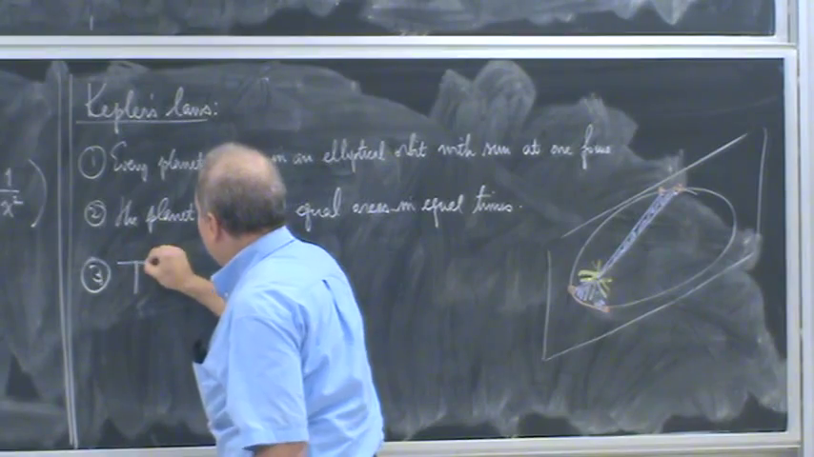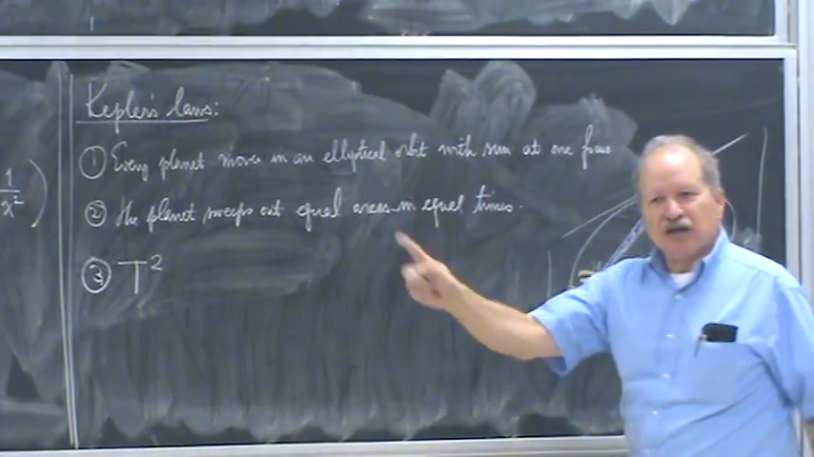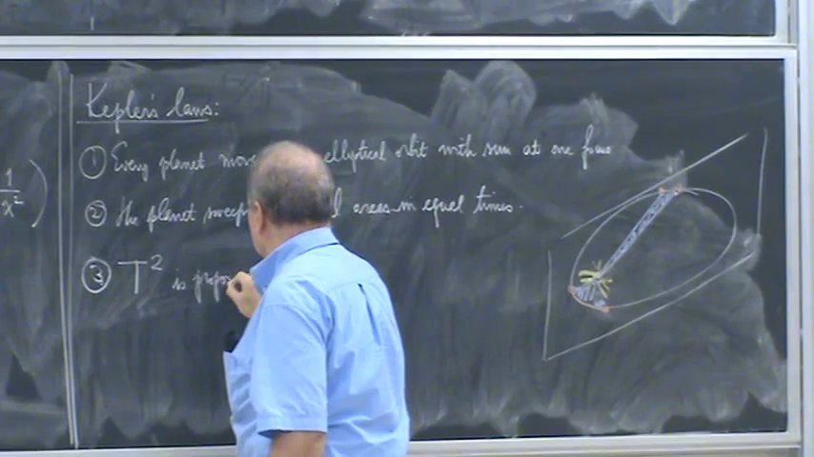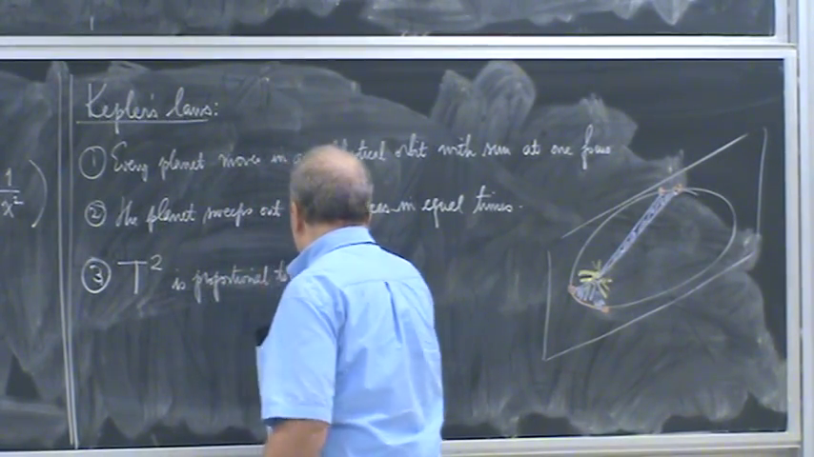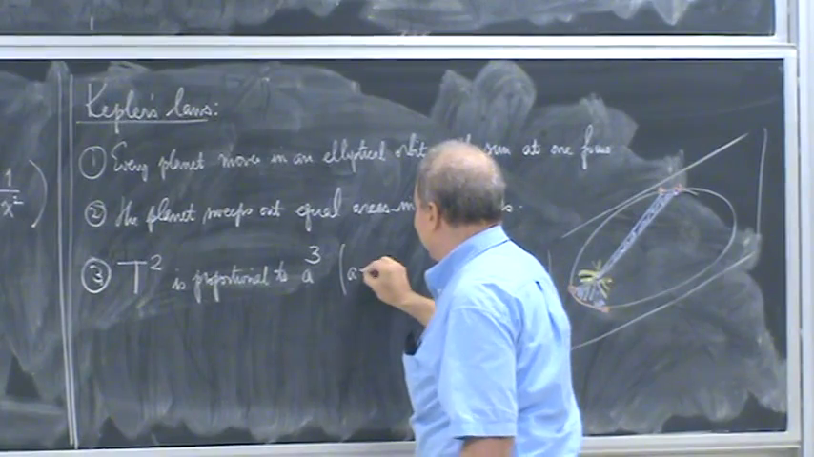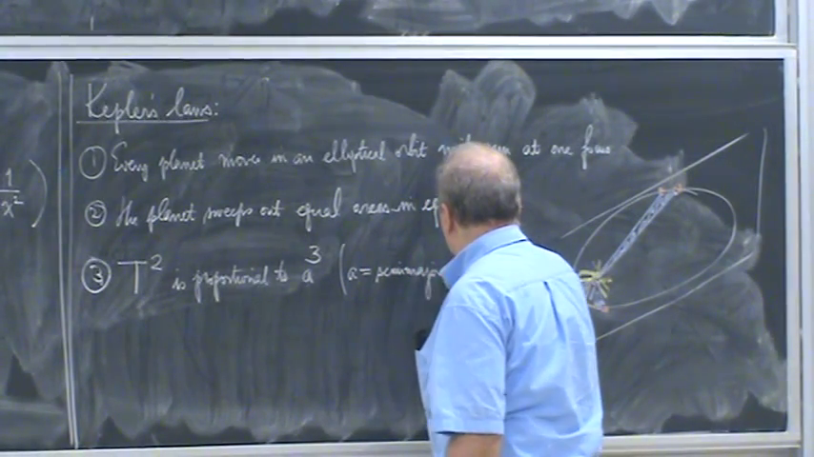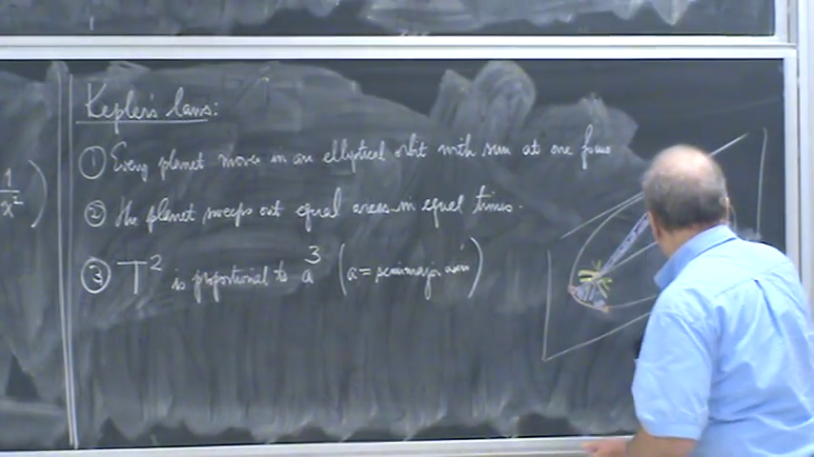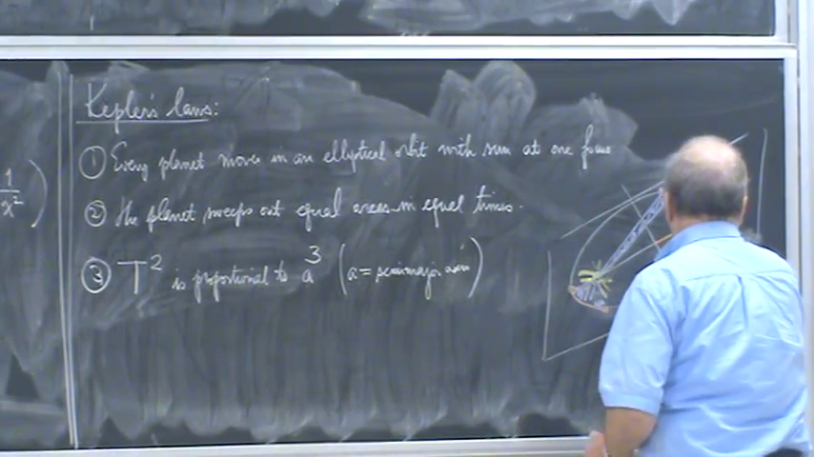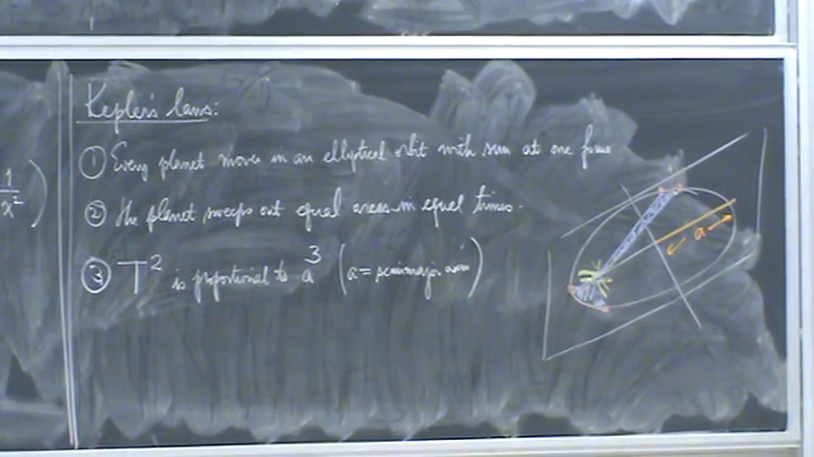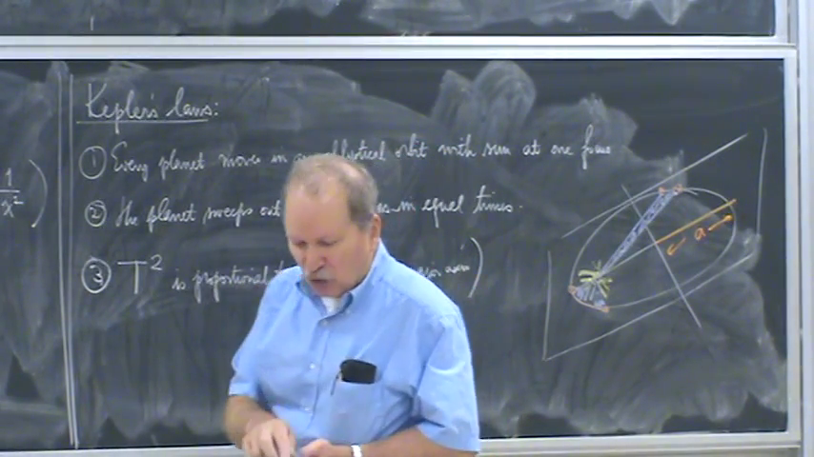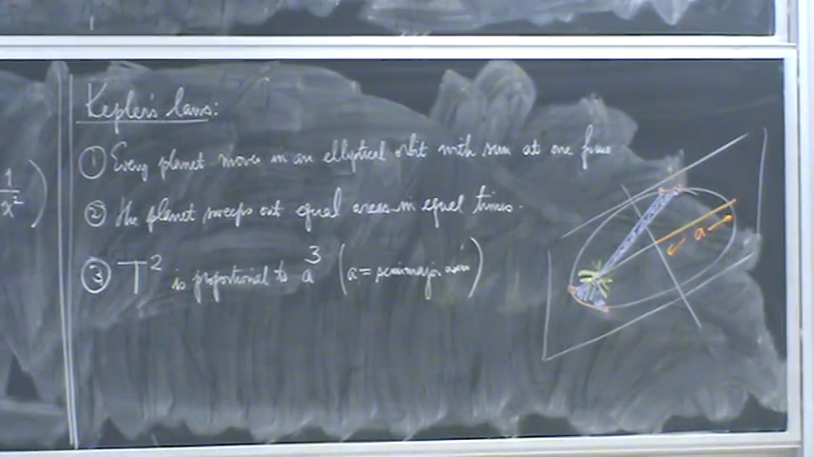So Kepler's last observation was that the period, the time it takes to go around once in orbit, the square of the period is proportional to the cube of the semi-major axis. Do you see that? So you have an ellipse here. This would be your A. The key to actually understanding this stuff is to sort of think more in polar coordinates, obviously.